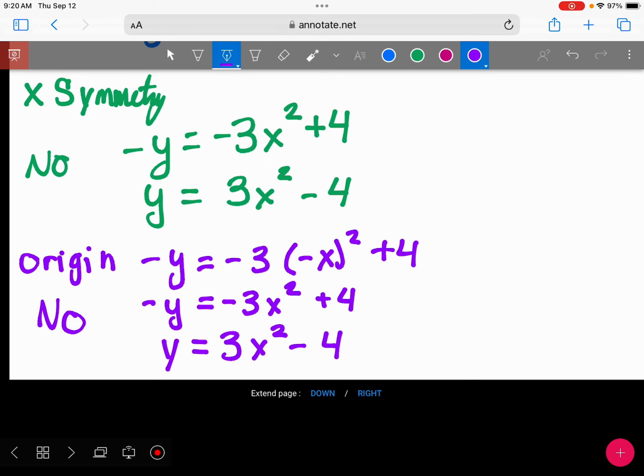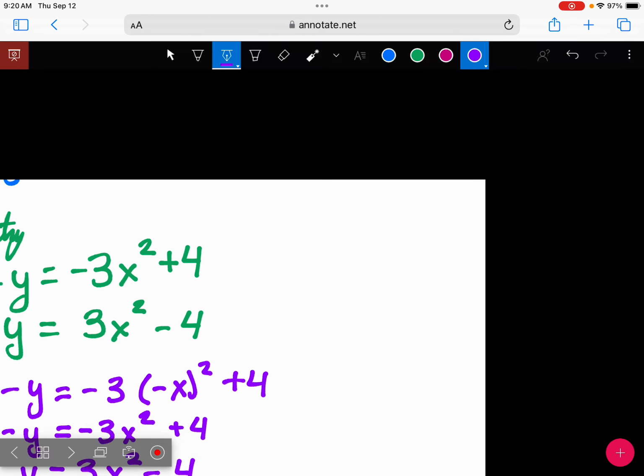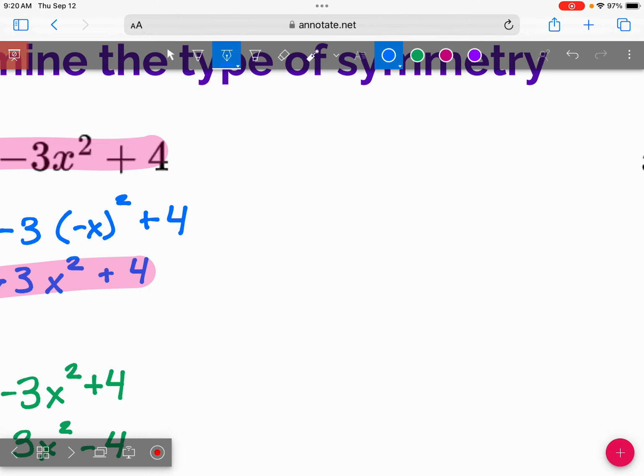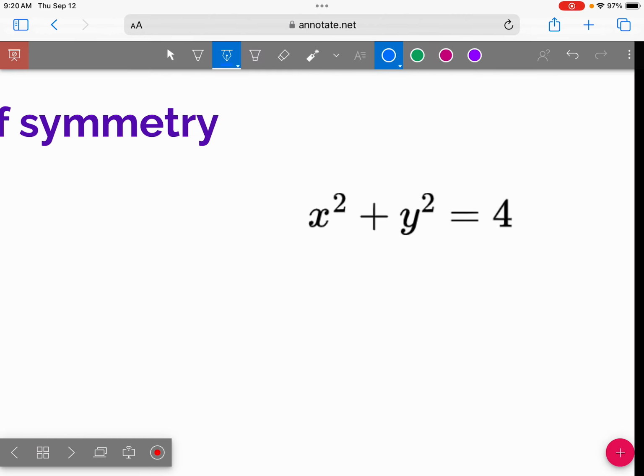Most frequently, your functions will have just one kind of symmetry or no symmetry. But it is possible for it to have more than one. So that's why we always test all three. So let's do one more of these symmetry tests and then we'll move away from that because they get repetitive. So we've got this x squared plus y squared equals 4. So let's do our y symmetry test. For y symmetry, that's when we replace our x with the opposite of x.